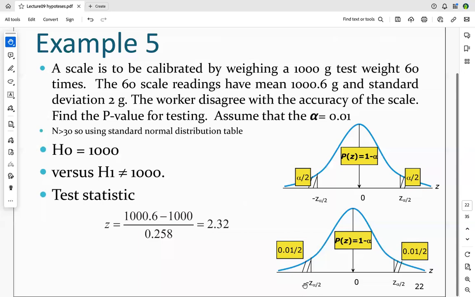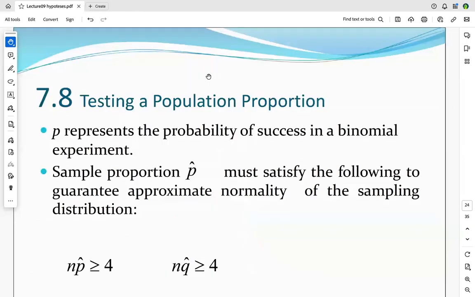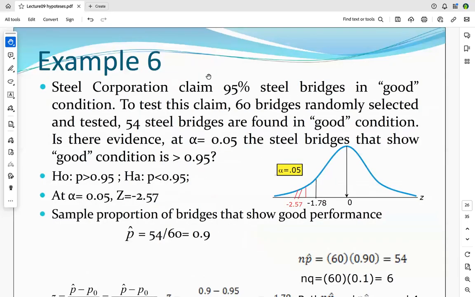So the negative part is negative 2.57. For the positive side, it will be positive 2.57. So for your test, it is 2.32. In other words, because this one is the 0 mark, it does not fall into the rejection region. So we agree that the scale is weighing 1,000 grams. Yeah, we agree with the null hypothesis that the average weighing scale is 1,000 grams. Okay, all right, so let's have a look at the next one.